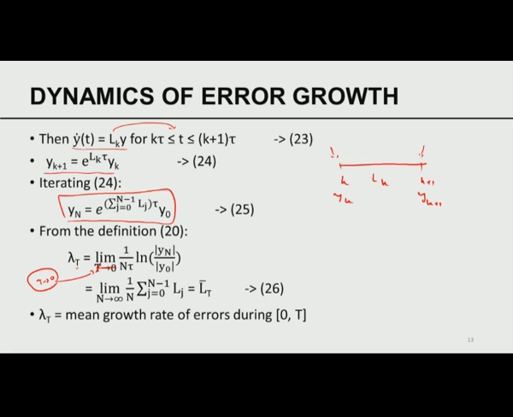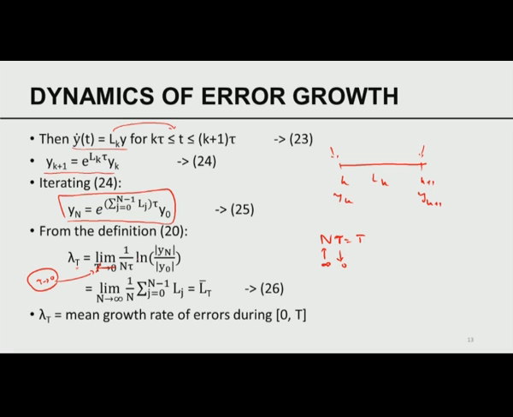So T is fixed, tau goes to 0. As tau goes to 0, n goes to infinity, and n tau represents the total time capital T. So n tau is always capital T, please understand, n tau is capital T. So as tau goes to 0, n goes to infinity, but the product is fixed, T.